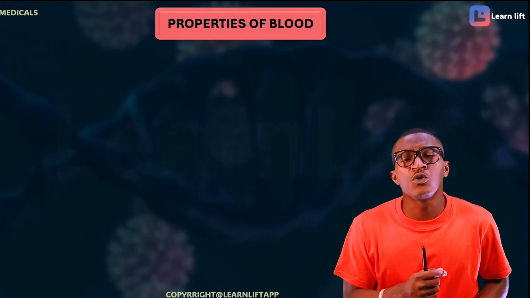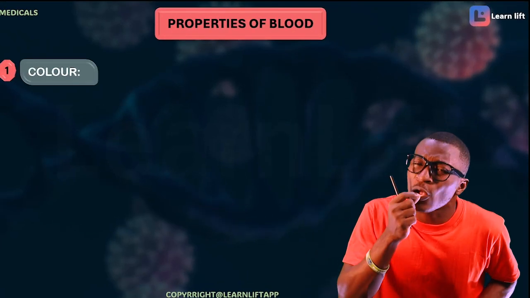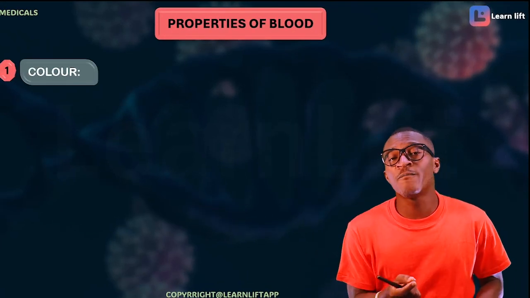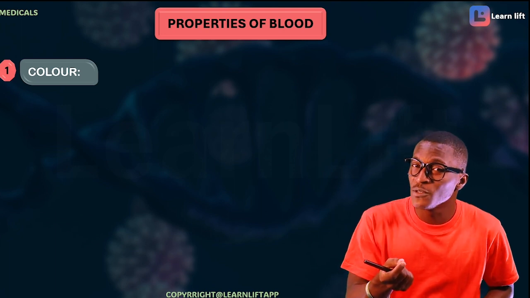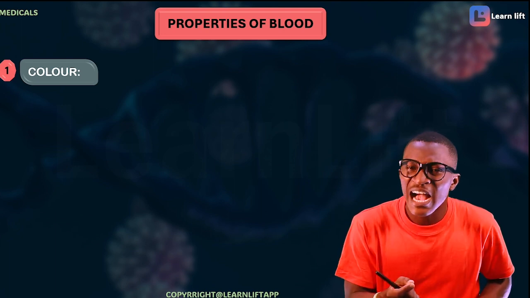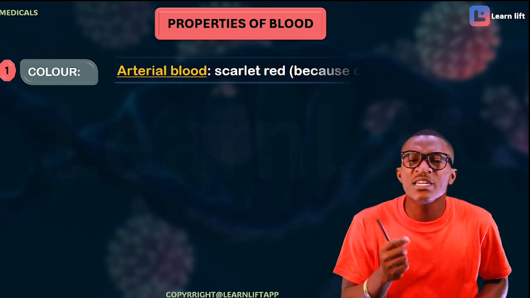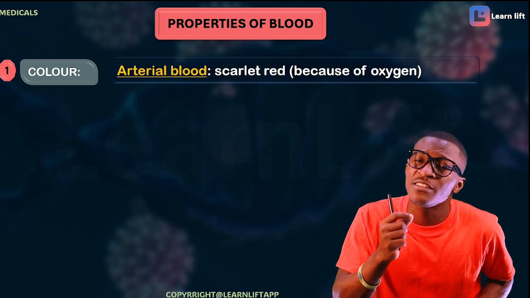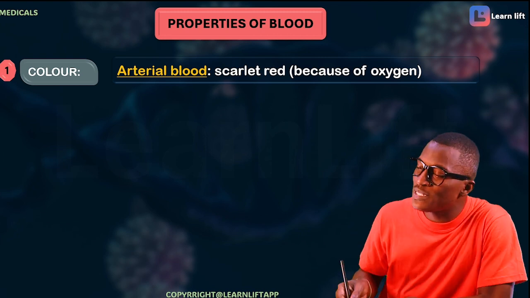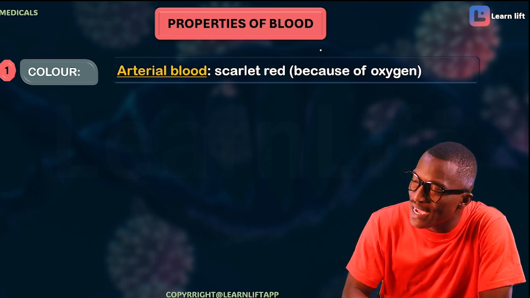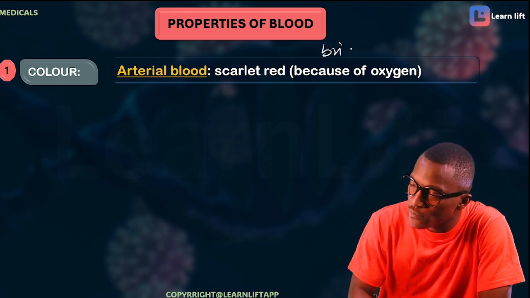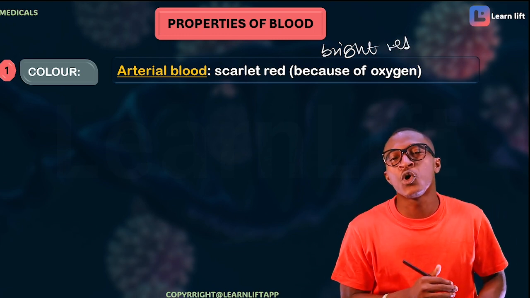The first property of blood you should know is, what is the color of blood? Now, there are 2 types of blood. We have what we call the arterial blood, that means blood that carries oxygen, and we have what we call the venous blood, blood that lacks oxygen. Now, take note that your arterial blood is scarlet red. Now, most times, either you say scarlet red or you say bright red. It's called your scarlet red or your bright red.